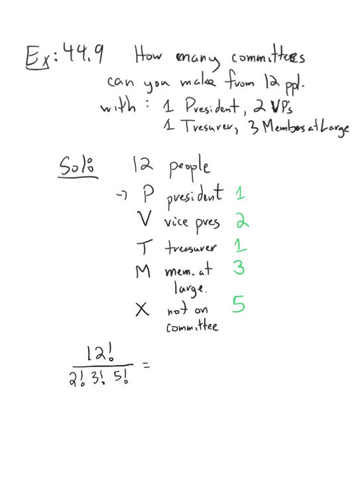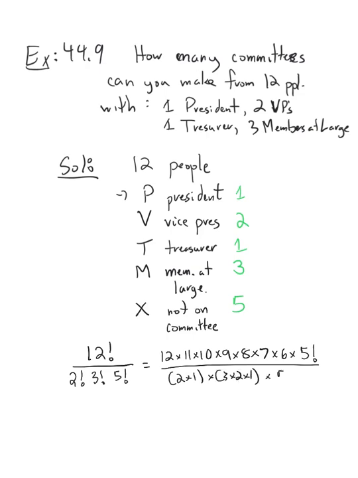Let's simplify this. 12 times 11 times 10 times 9 times 8 times 7 times 6 times, I'm going to cancel out that 5 factorial, so I'll stop there, over, I'll write it like this, 2 times 1, that's 2 factorial, times 3 times 2 times 1, that's 3 factorial, times 5 factorial. I know that the 5 factorials are going to cancel. It's always a good idea to cancel out the largest factorial in the denominator. And then let's hunt for factors in the denominator that are also in the numerator and cancel them out.